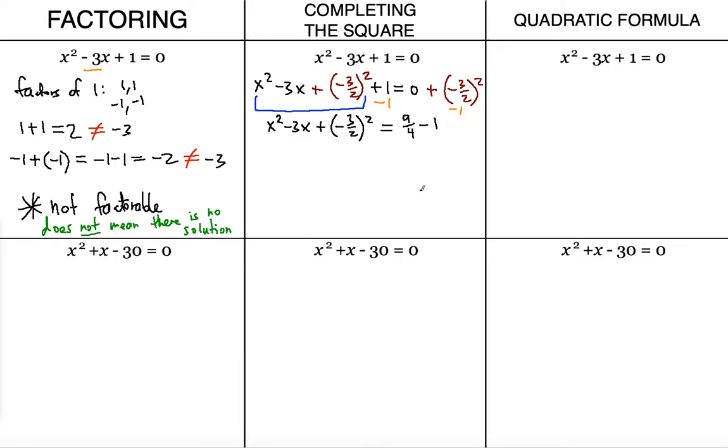Okay. So now you realize that we need this part. We need this negative 3 over 2.